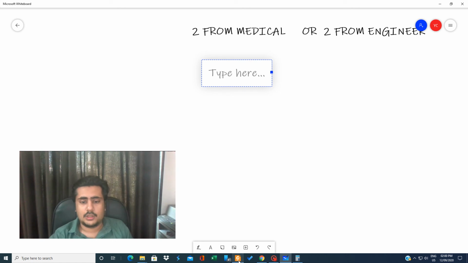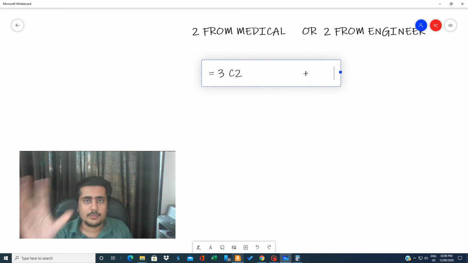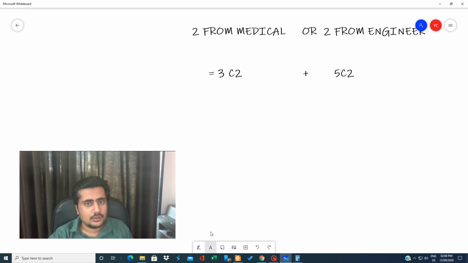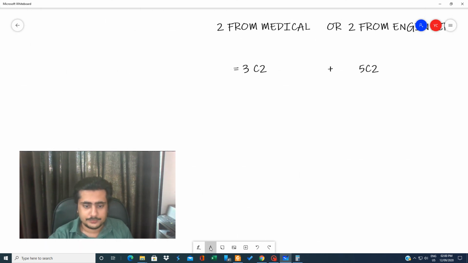Total how many persons are from medical? Total three persons are from medical. If you want two persons of medical, it's 3C2. Now this "or" means addition. "And" means multiplication, "or" means addition. You have to remember this. Two from engineering. How many engineers are there? Five. So two are selected from these five. So this is 5C2.